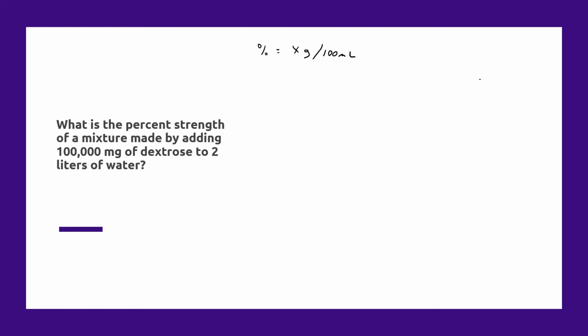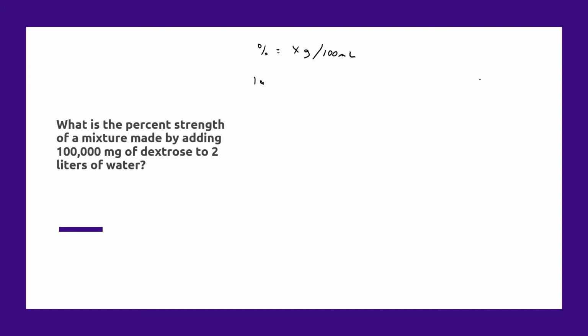So we need to figure out essentially how many grams of dextrose are in 100 milliliters of water when we're adding 100,000 milligrams to 2 liters. So we need to convert the units for both the weight of dextrose and the volume of water. We can start by noting we need to convert 100,000 milligrams to grams, and you need to know your unit conversions within the metric system.